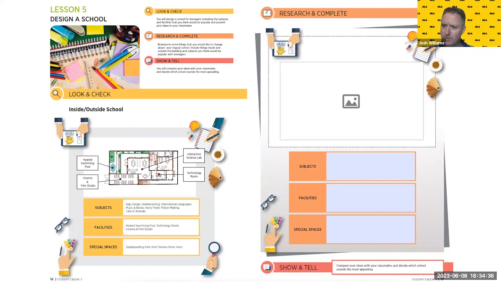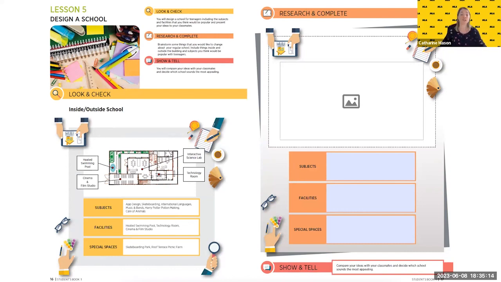Would you agree with that, Kathy? Yeah. Supportive, definitely. And as you can see here, the lesson is very clearly split up into 3 stages. We have the pre-task, the task, and the post-task. So the students see the pre-task as the look and check, and this is where we are engaging them in the task. And here we have some lovely language that we hope they use whilst doing the task. Then we have the research and complete, which is the task stage of the lesson.